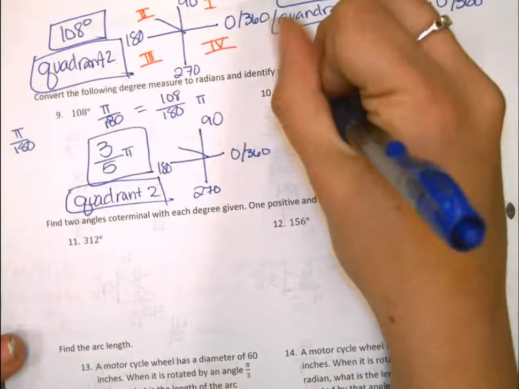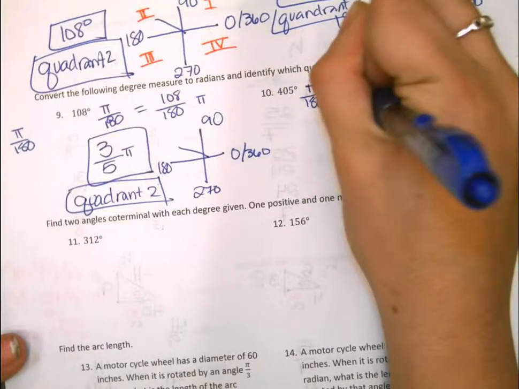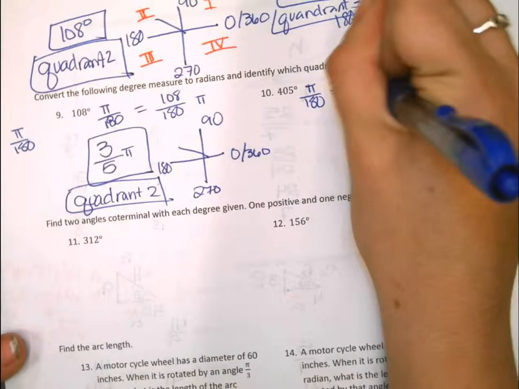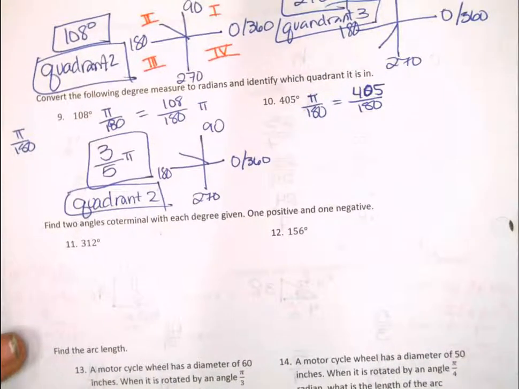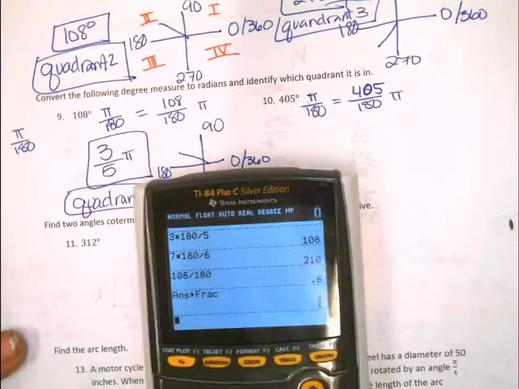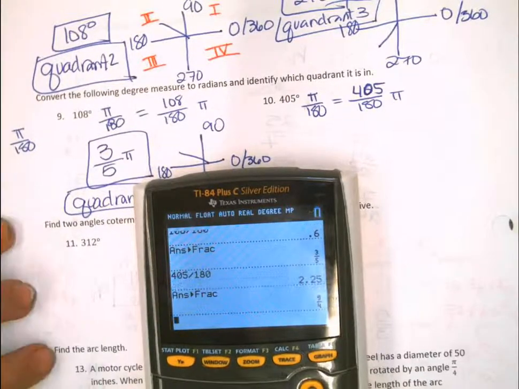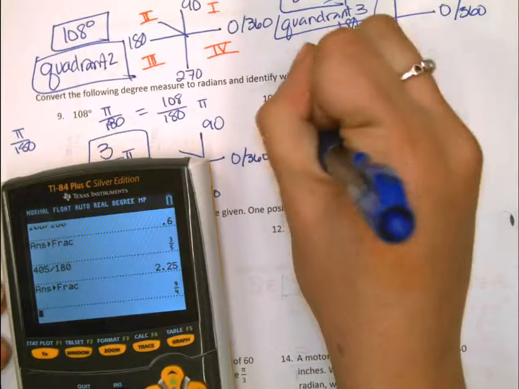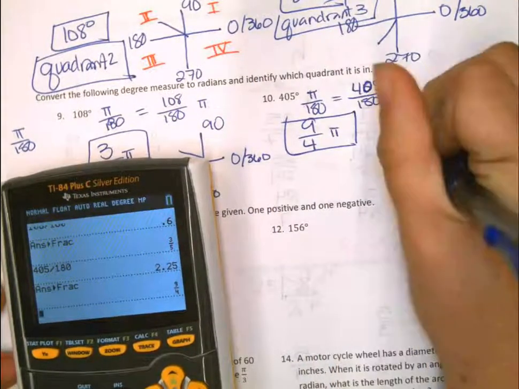Same thing with 405. I'm going to multiply by pi over 180. I rewrite it as 405 over 180, and then I write the pi off to the side. On the calculator, I'm going to do 405 divided by 180. Go math, fraction, enter. Turns it into 9/4 pi. It's my radians. And then I'm going to go graph this.